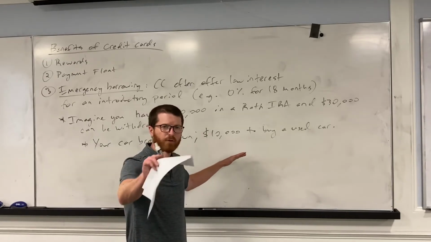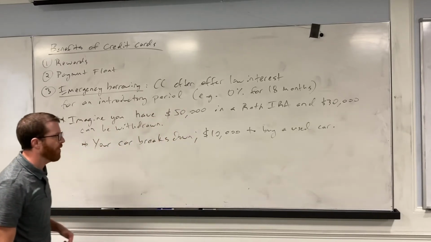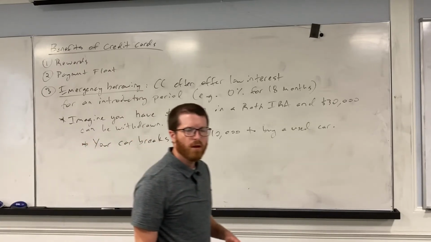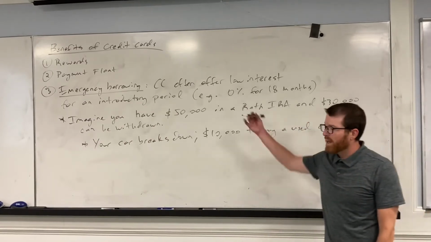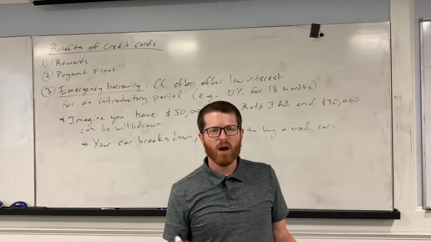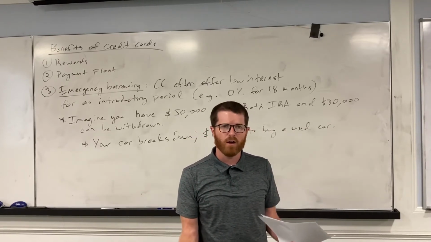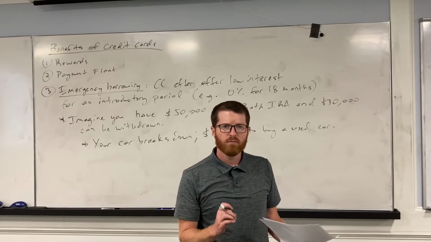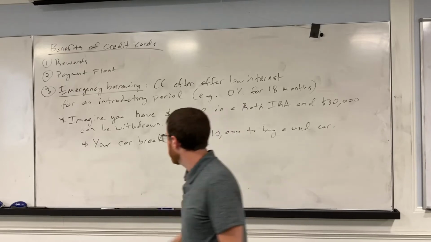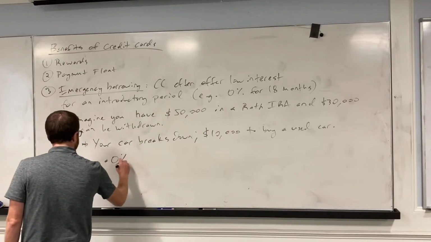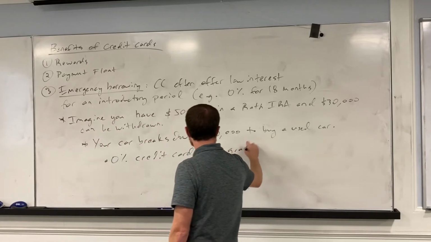But let's think about it from a strategic standpoint. What if this happens while you have $50,000 in a Roth IRA? You could withdraw the $30,000 to buy this car, but really you would like to leave money in a Roth IRA, right? Roth IRAs are tax advantaged, so you prefer to leave the money in a Roth IRA. So what you do is you apply for a 0% credit card, okay? So this person gets a 0% credit card and gradually pays it back.